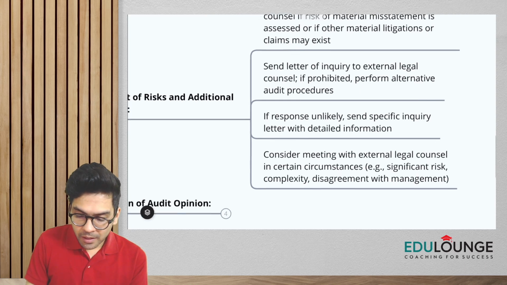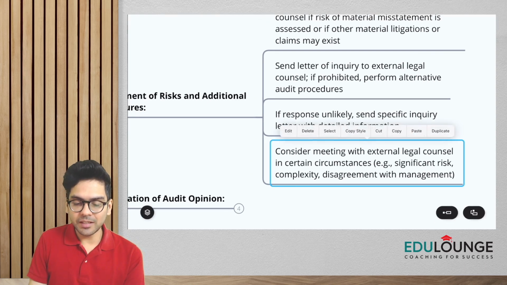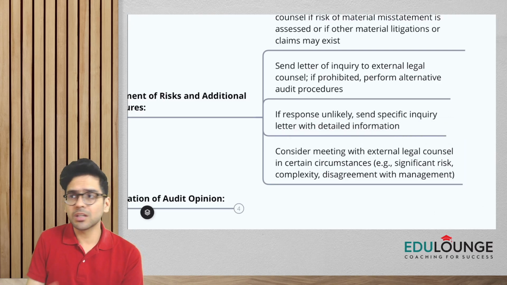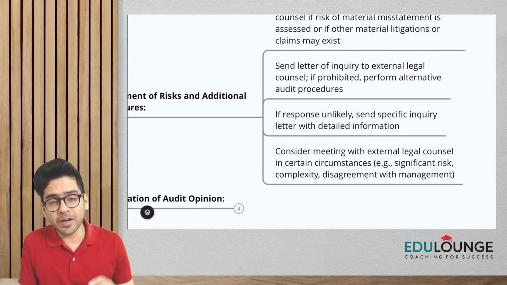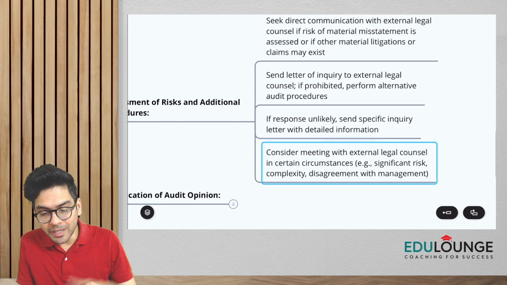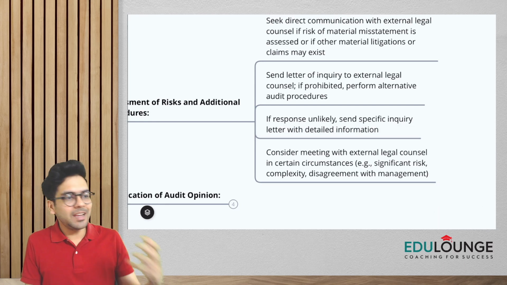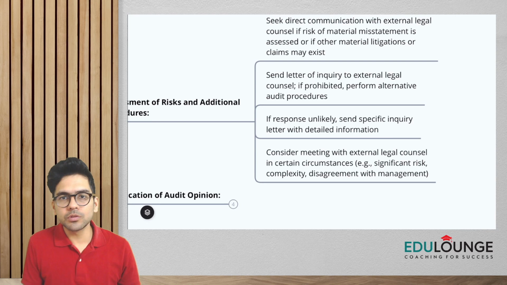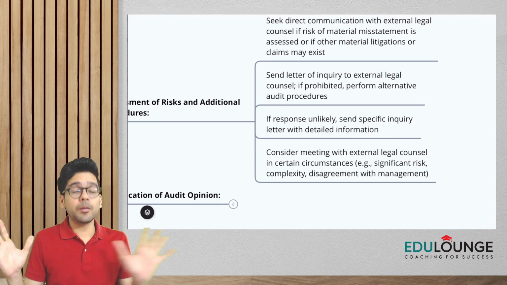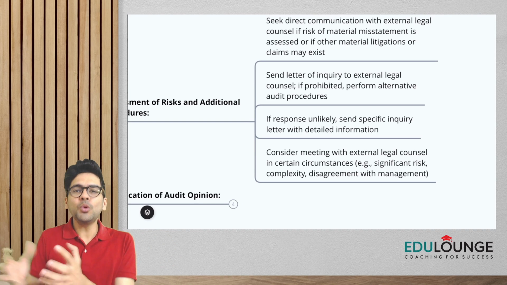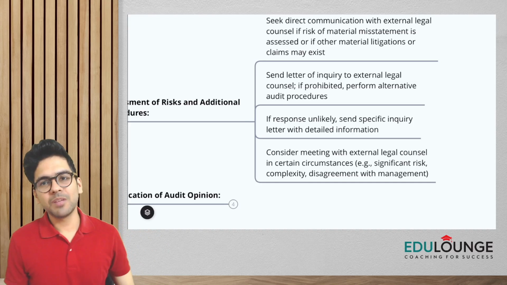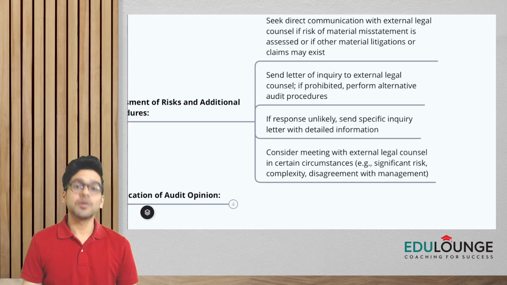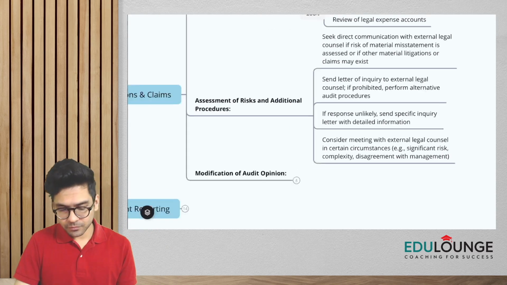Now you may also consider meeting external legal counsels if it is a very significant risk. If you are not agreeing with the management, you might also meet the external legal counsel. But remember, guys, this direct communication, this meeting with the external legal counsel, this sending the letter of inquiry, is not going to happen discreetly, such that management should not know about it. No, we are going to do this with the consent and permission of the management. In fact, it will be routed through the management. But when the external legal counsel replies, it has to be a direct reply to the auditor.